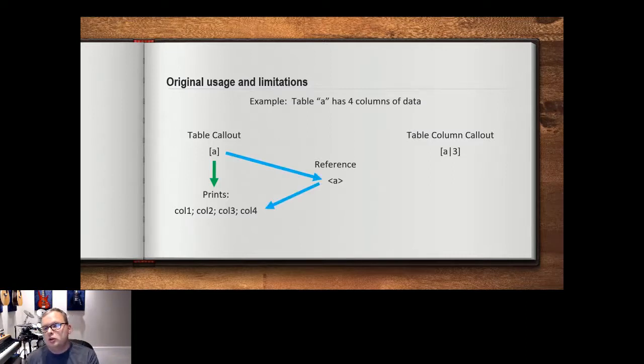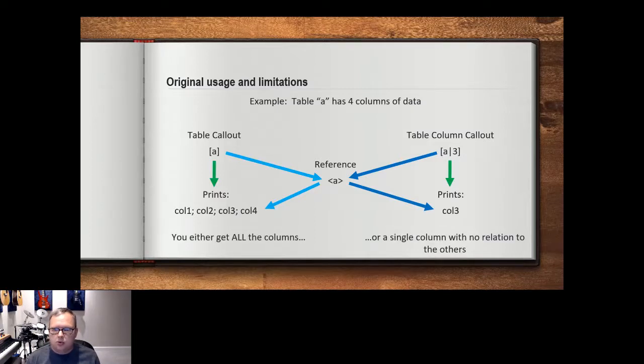There's a separate way we can do this, and that's a column callout, is what I call it, where we use a pipe symbol and a number to say we want just column 3. And then if we reference the table later, we just get column 3 again. The problem is you either get all the columns or you get one column with no relation to the others. So if we later wanted column 4, we could get column 4 from that table, but it wouldn't necessarily be from the same row, and so column 4 wouldn't be related to column 3 in a meaningful way. And that's a problem when you're writing good stories.